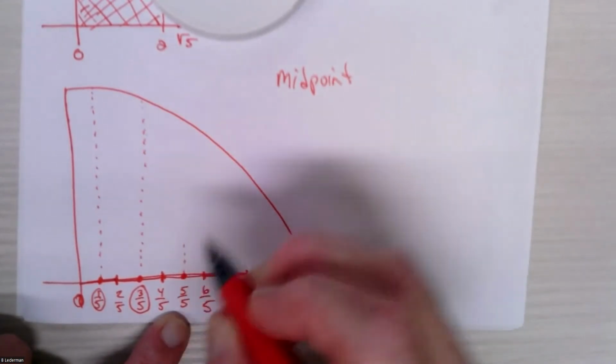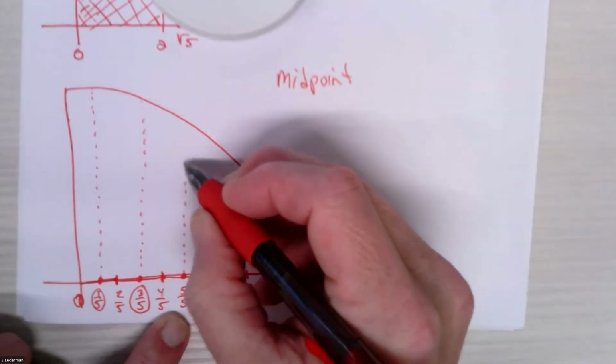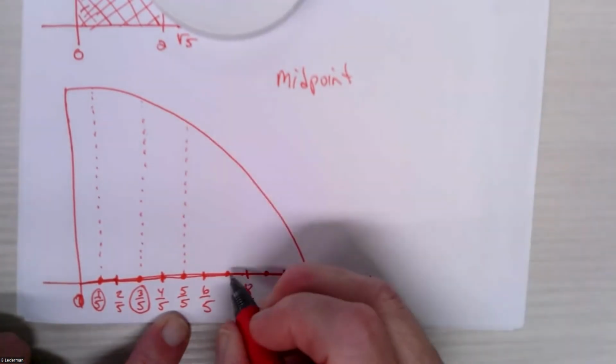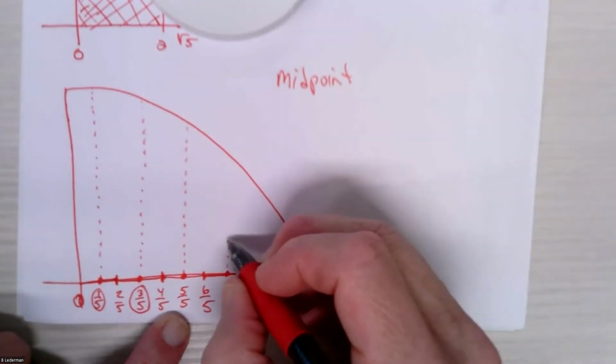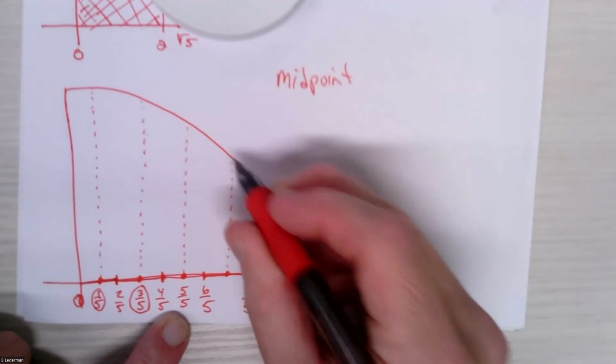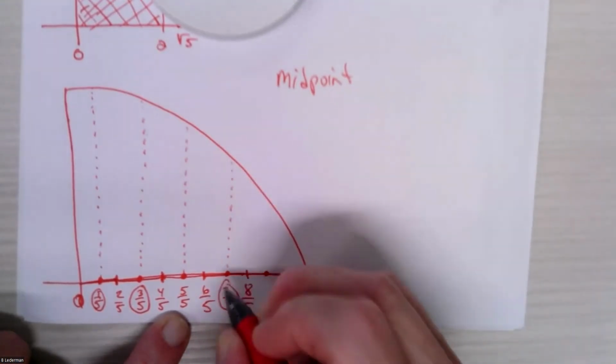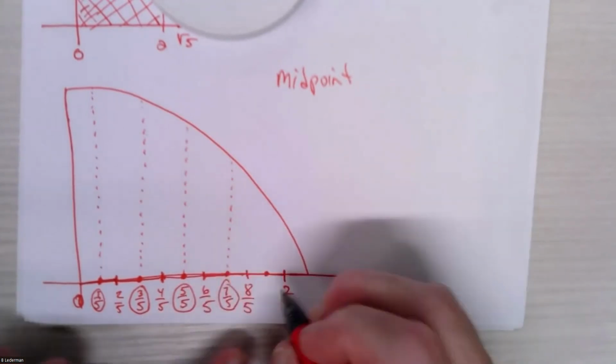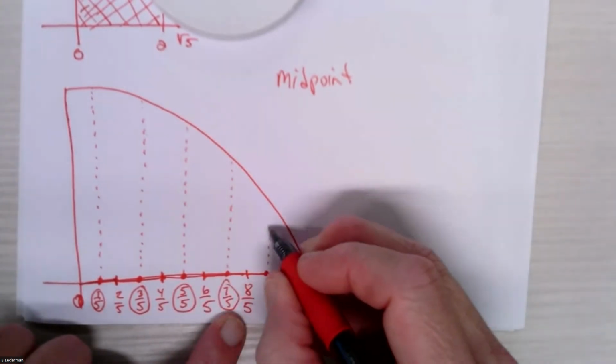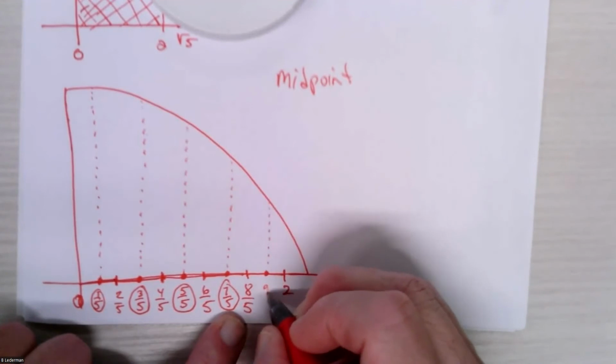I'm going to draw that line. And now the next dotted line, which is 7/5. And the last dotted line, 9/5.